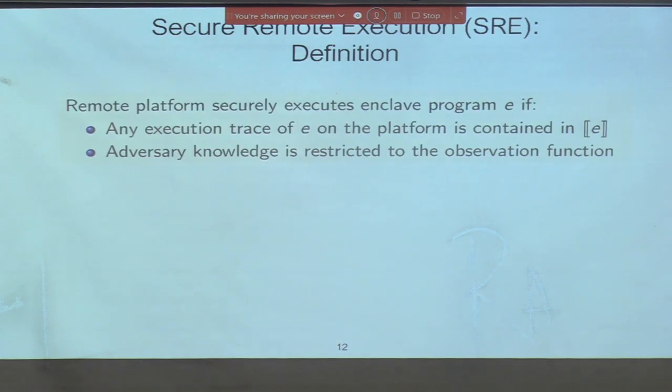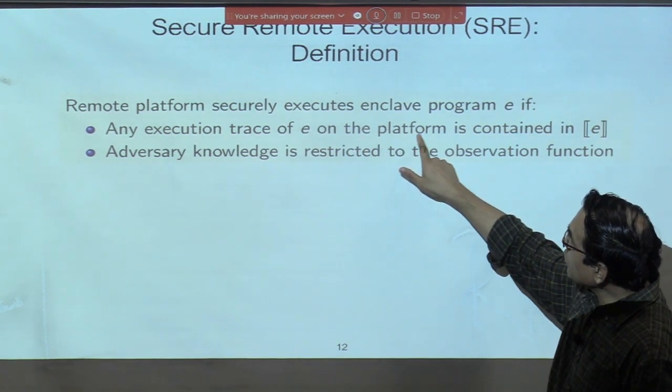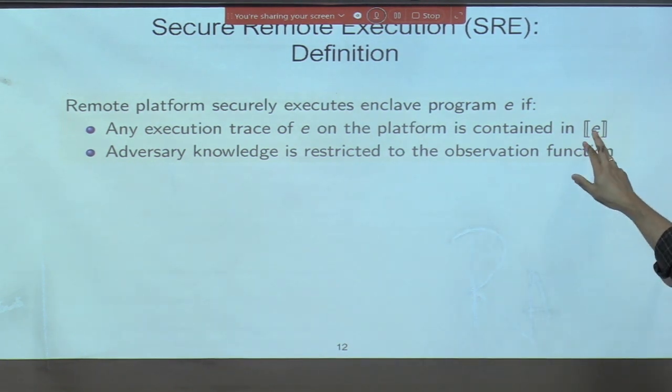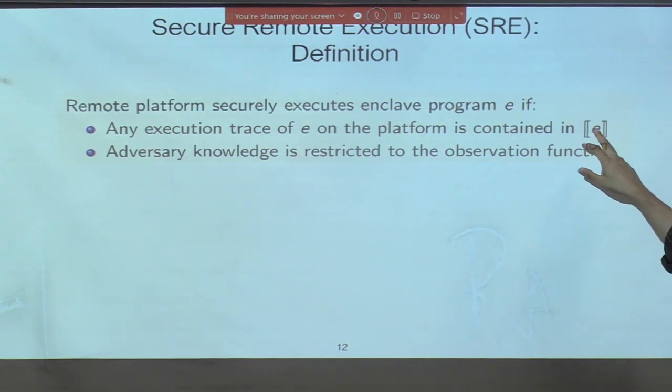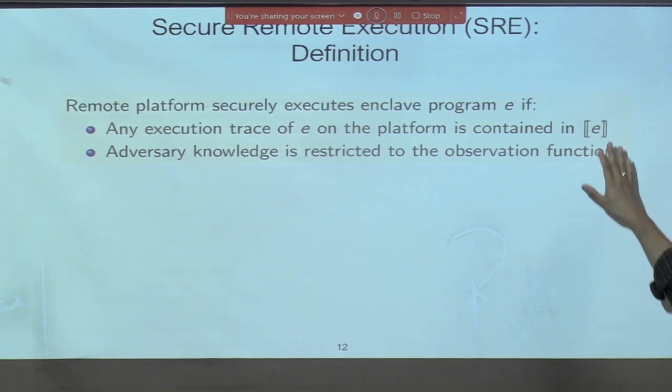Okay. So what is secure remote execution? It's basically what's stated here, which is that first of all, if I execute my enclave on a completely trusted platform, and it's the only thing that runs, then I compute the set of all traces, the bracket C. So now what this is saying is any execution trace on the remote platform should also be in that set. There should be nothing that is outside that set.